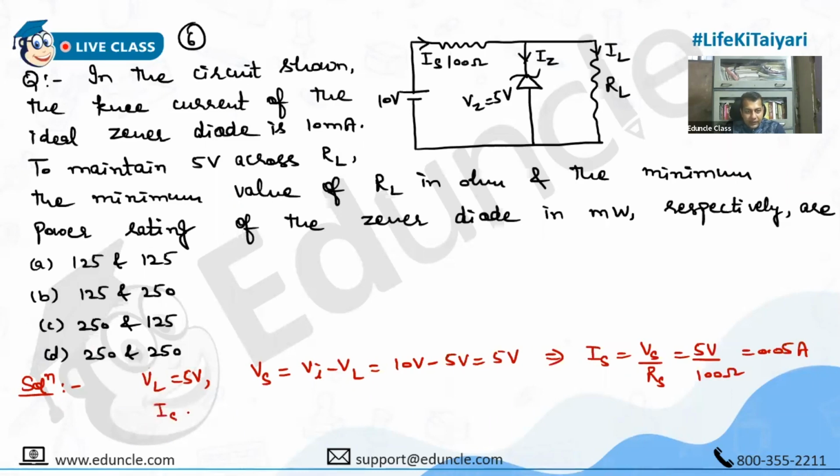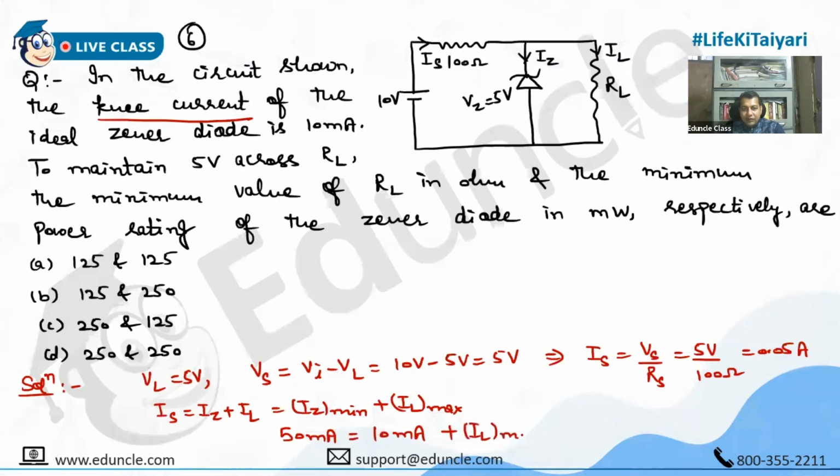So IS is IZ plus IL. So when IZ is minimum, IL should be maximum. Only then this sum can remain constant. So IS is 50 milliampere and the minimum value of Zener current is given to be 10. Knee current means minimum value. So IL max will be 40 milliampere.